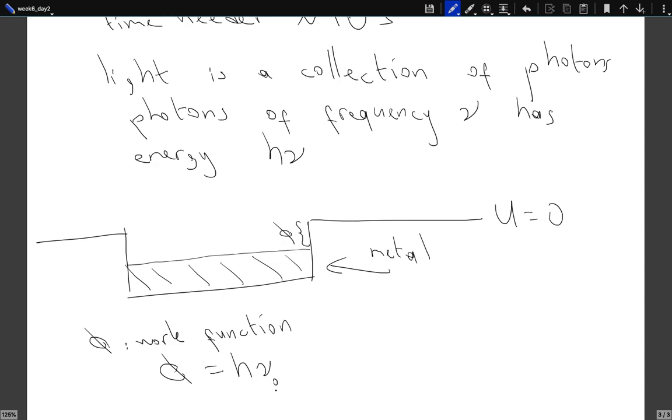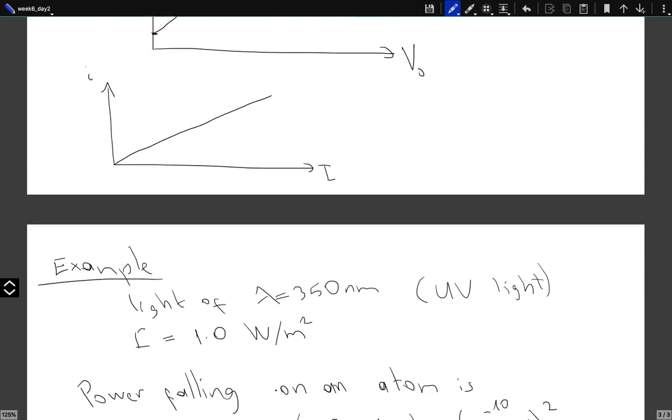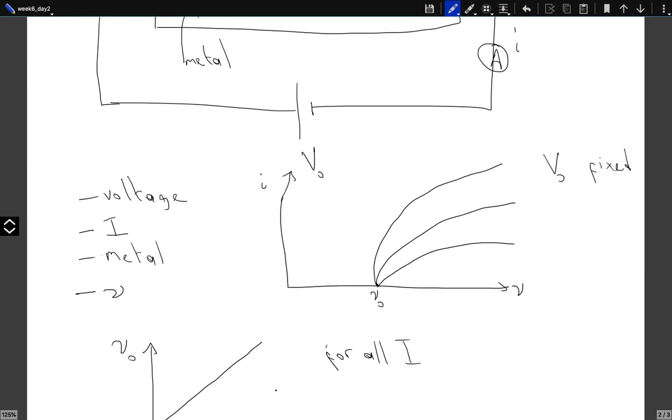Phi is just h nu 0. So if the frequency of your light is large enough so that the energy of a single photon is larger than this depth, then the electrons close to the surface of this well, the electrons that have the highest energy in this well, when they absorb this photon, they will have a higher energy, and hence they will just go out of the metal. And you start observing the photoelectric current.